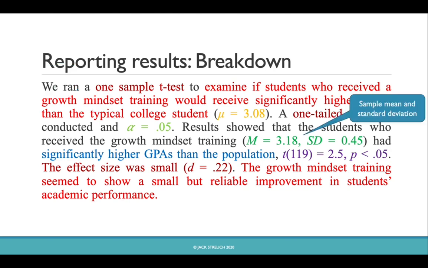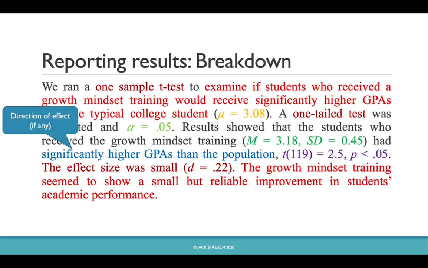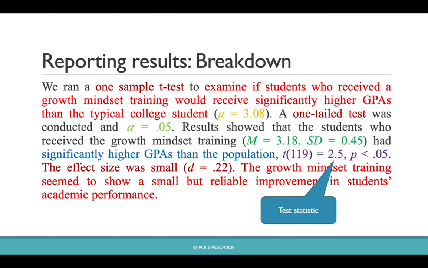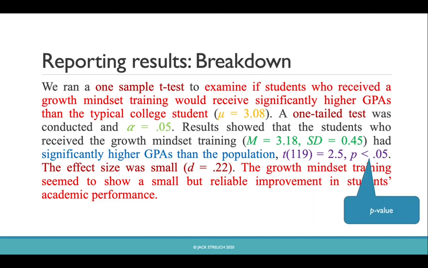Next, we state the sample mean and standard deviation, and give a clear statement of the outcome of the test. In this case, that students who received the growth mindset training had significantly higher GPAs than the population. Next, we report the results of the t-test itself. We report the degrees of freedom inside the parentheses following the italicized t for t-test. After an equals sign, we state the test statistic that we found. And finally, after a comma, we state the p-value.